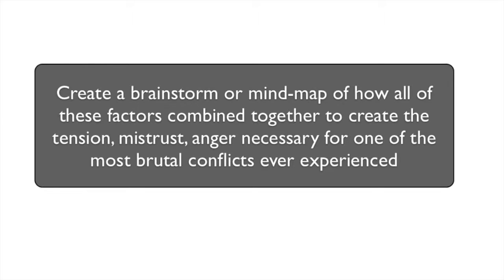A great activity is to do a brainstorm or a mind map of how all of these factors combine together, getting students to form those links, the obvious links, like how the economy links to militarism, etc. The next video will look at the July Crisis and how all of this bubbles into that month of actions that led us into the inevitability of the First World War.